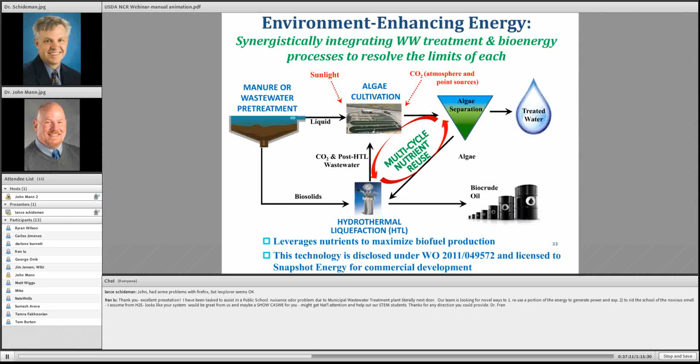Now, it's not perfect in terms of the recycle. Some of the nitrogen slips out into the biocrude oil, and some slips out into the treated water. But we can maybe use it somewhere in the range of 3 to 10 times. That means you can amplify your biomass, and therefore your bioenergy, by 3 to 10 times. I should say that this technology has been patented through the university and then licensed to Snapshot Energy for commercial development. We'll talk a little bit more about that later.